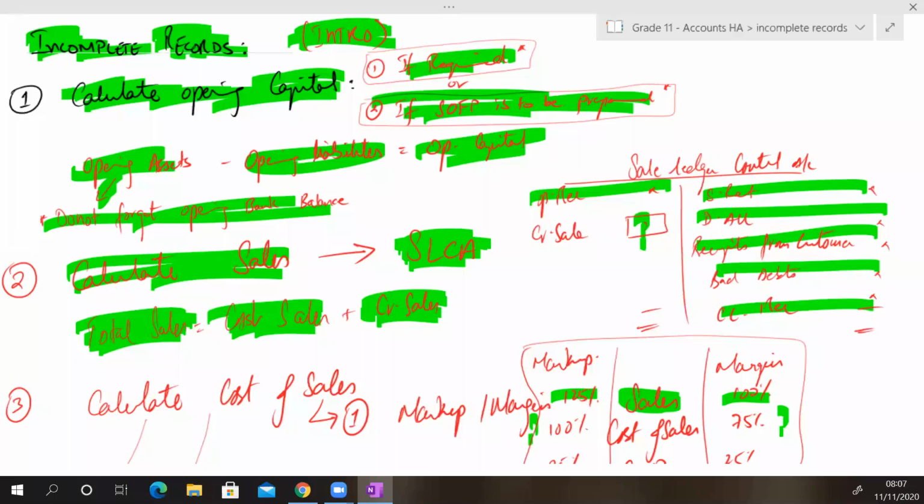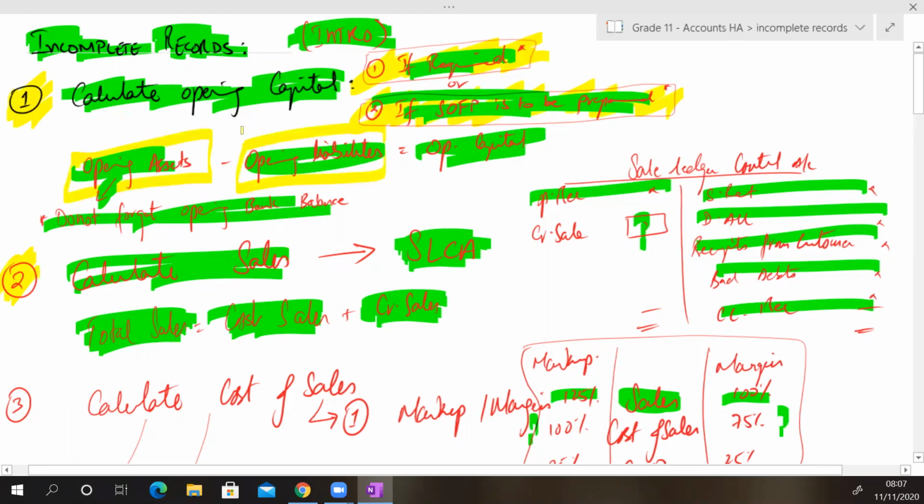So we have looked at incomplete records introduction. In it there are multiple steps. The first step is calculating opening capital, but only if you are required to do so, or if you have to prepare a statement of financial position. You can calculate opening capital through opening assets minus opening liabilities is equal to opening capital.